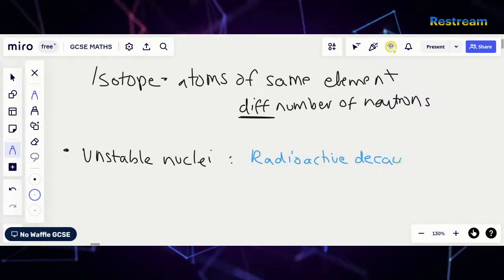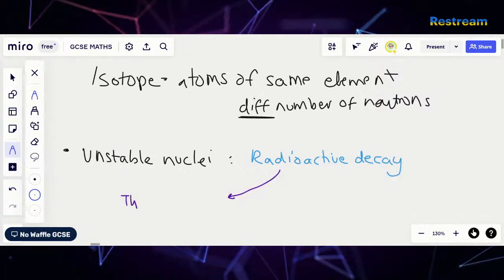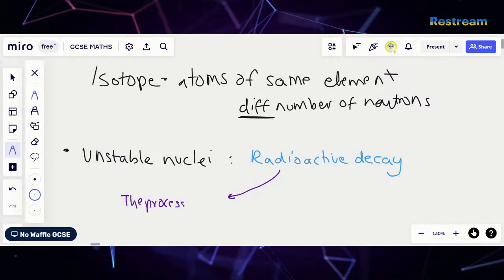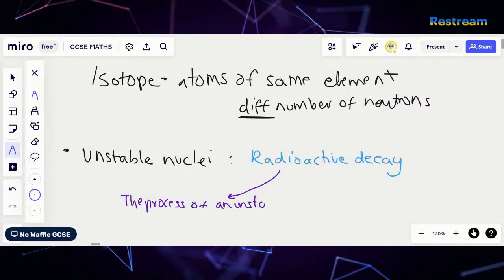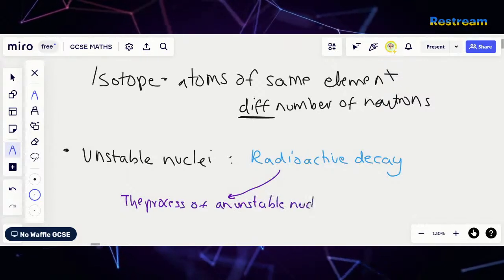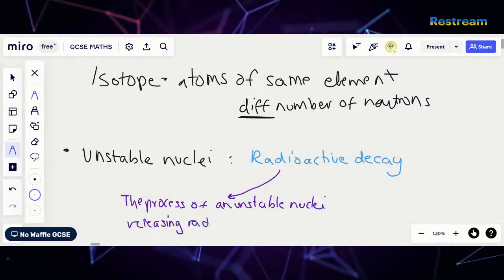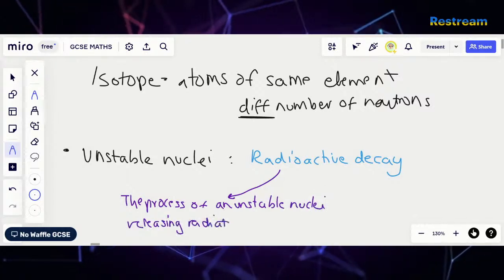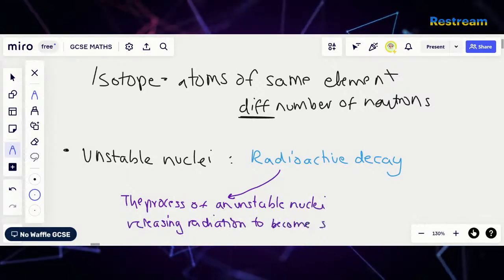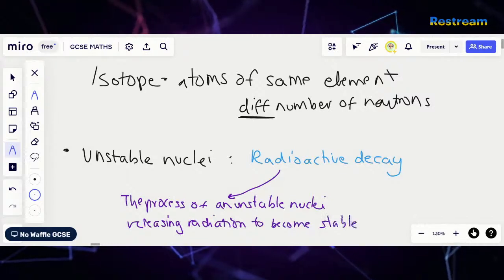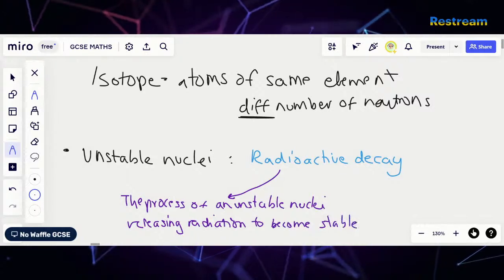Now, how do we define what radioactive decay is? Well, radioactive decay of an unstable nucleus is releasing radiation to become stable. So radioactive decay is when there is an unstable nucleus that releases radiation to return to how stable it was previously.